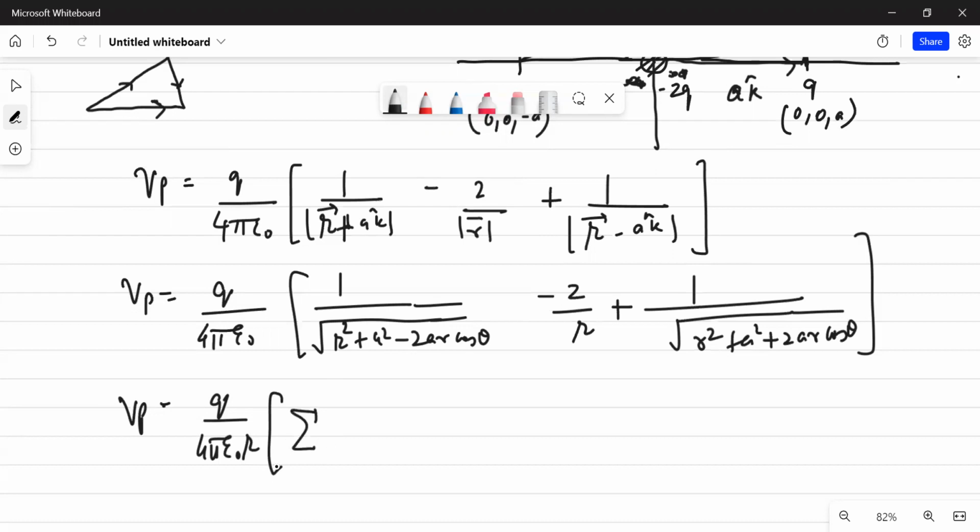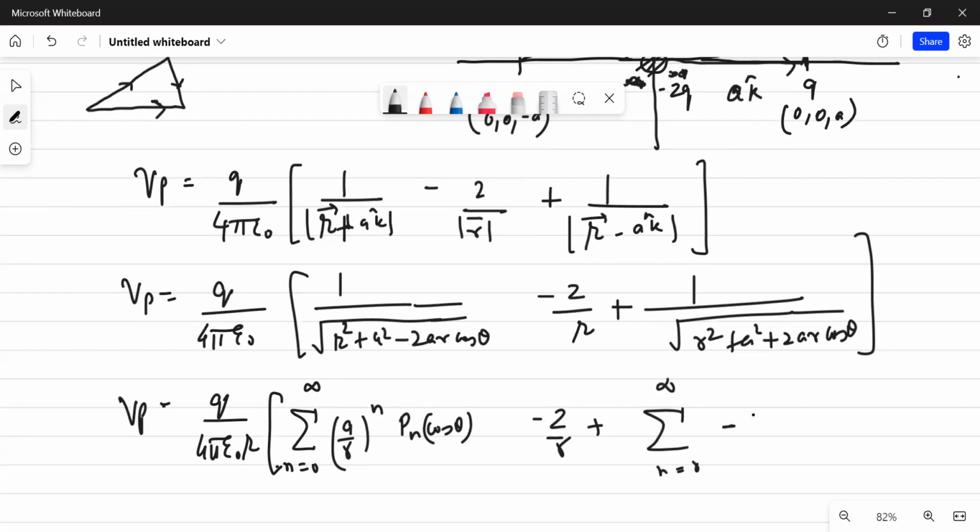So I'll simply write this as summation n equal to 0 to infinity, and this will be a upon r raised to power n. Then I'll write Pn cosine theta, and then I will write minus 2 upon r, and then plus summation, again n equal to 0 to infinity. I'll write minus a upon r raised to power n and Pn cos theta. Is that clear now? Now understand, here there is a plus sign, not a negative sign.